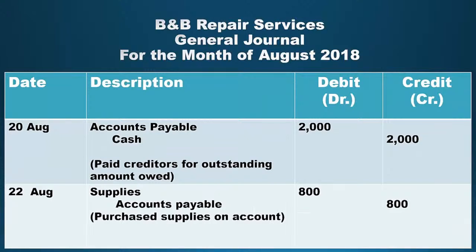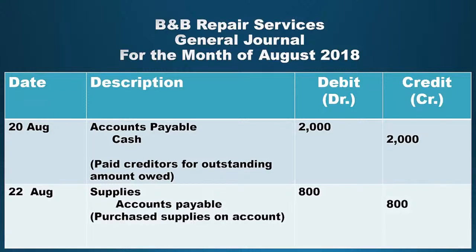August 20th, paying creditors. Step 1. Review the journal entry. On August 20, the company paid $2,000 to creditors for amounts owed on accounts payable. This payment reduces the business's liability and its cash balance. The journal entry for this transaction was debit accounts payable, $2,000, credit cash, $2,000. This tells us that we need to post to the accounts payable and cash ledgers.